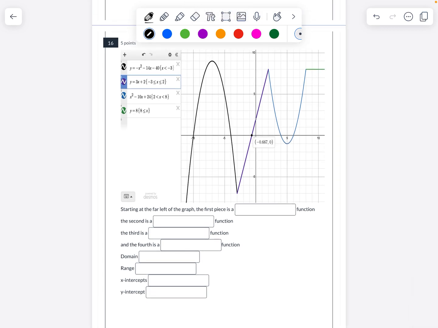Alrighty. Starting at the far left, the first piece. So if we look at the first piece, it has a second power. So the first piece must be a quadratic. If we look at the next piece, it has a first power. So a power of 1 is linear. If we look at the next piece, it has a second power. Has a second power. So the next piece is also a quadratic.